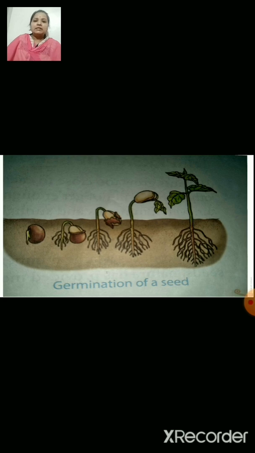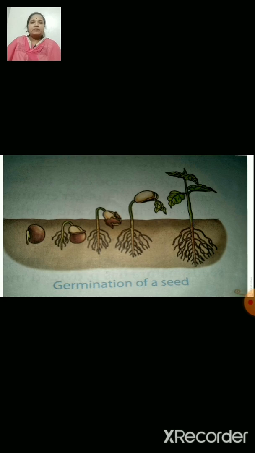Approximately all the seeds grow at moderate temperatures, that is between 25 to 30 degrees Celsius, which is required by a baby plant to grow. So, air, water and warmth are required for a seed to grow into a seedling.